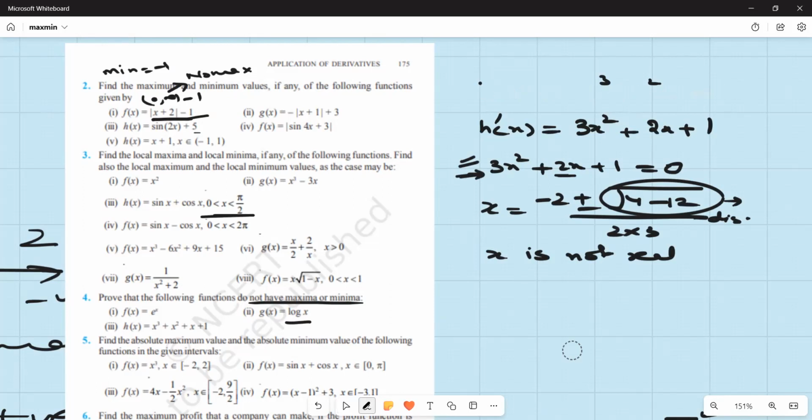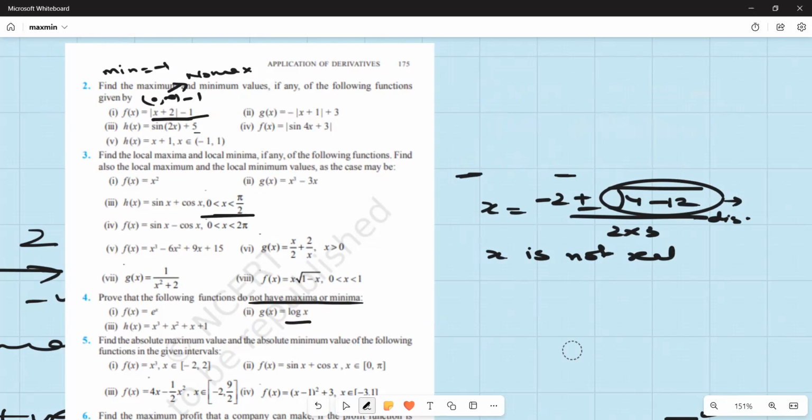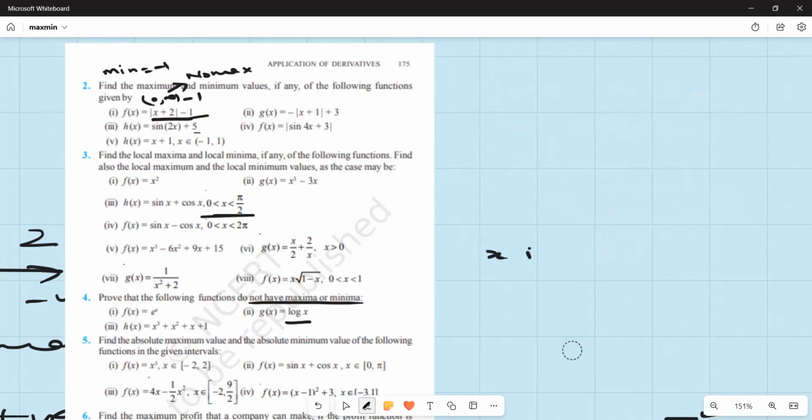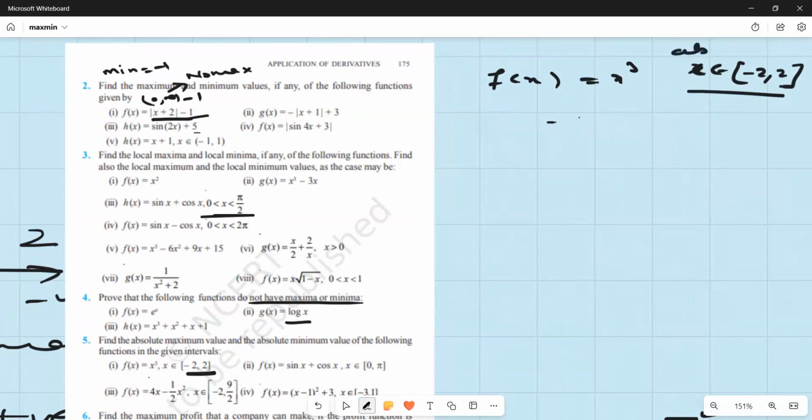Yes ma'am. Next is absolute. Now for absolute we will do the same method only: we will find the first derivative, then equate it to 0, and then no second derivative test. Whatever values of x we will get, and these intervals we will include, and find maxima or minima. Absolute is always on closed intervals and local is always on open.